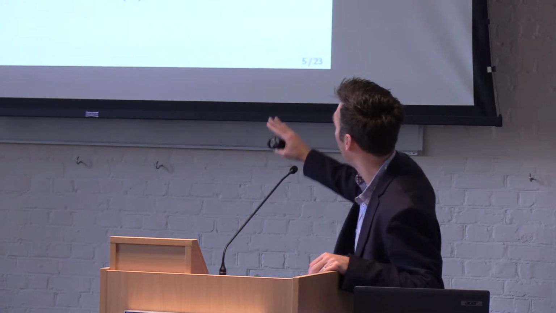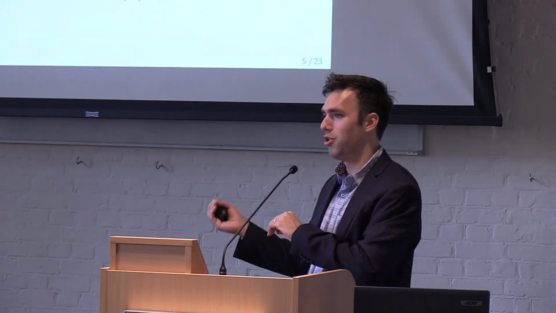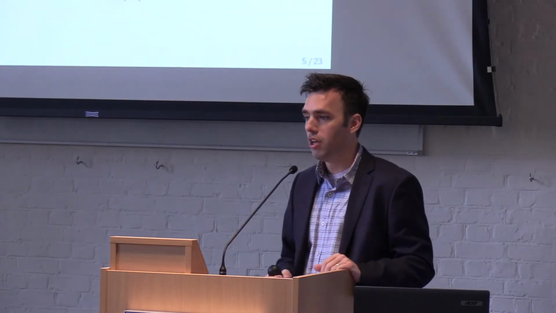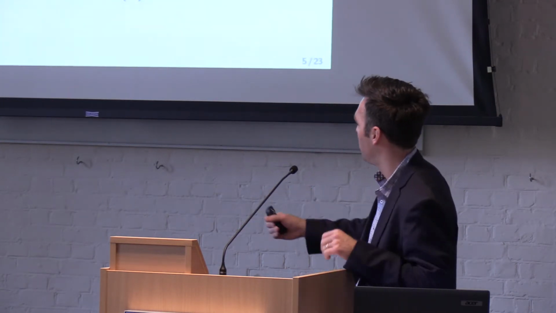Okay, so you could use a linear model as I've shown here. So Q(S, A; β) would be S_0 transpose β_0 plus A times S_1 transpose β_1, where S_0 and S_1 are features of S. And then you could fit your model. β hat is the least squares estimator, so the argmin over the sum from t equals 1 to T of (Y_t minus Q(S_t, A_t; β)) squared. And then your estimated rule would be π hat_T of S, the maximizer of your estimated Q function. So you take your linear model, you plug in your coefficients, and that's it. Okay. So this would be kind of the standard batch approach, meaning you do a batch of patients at once.